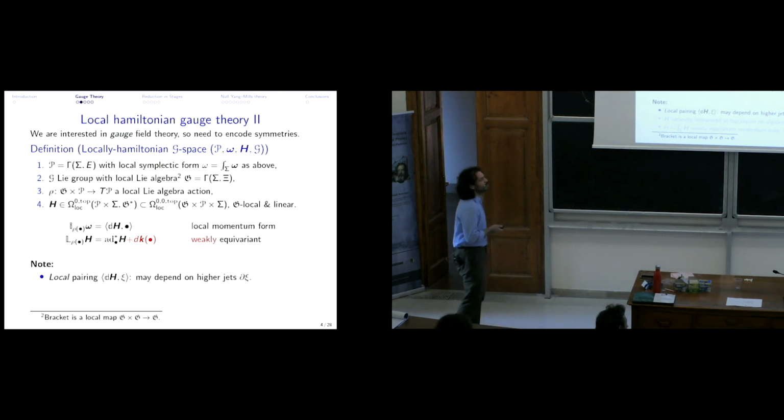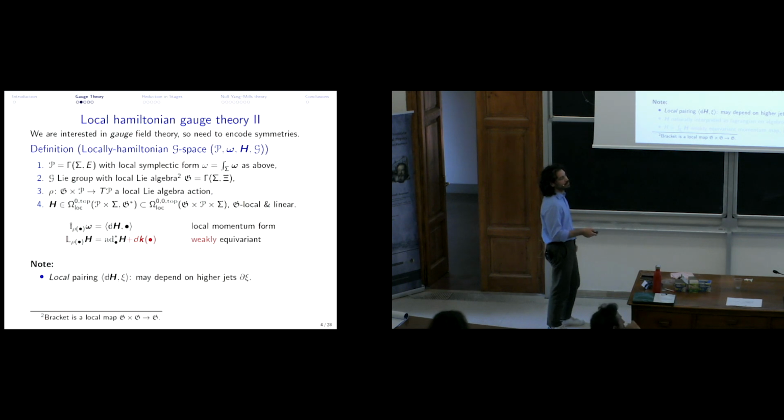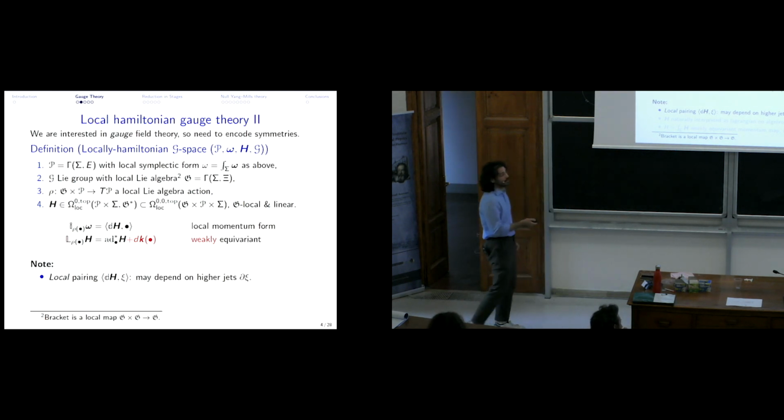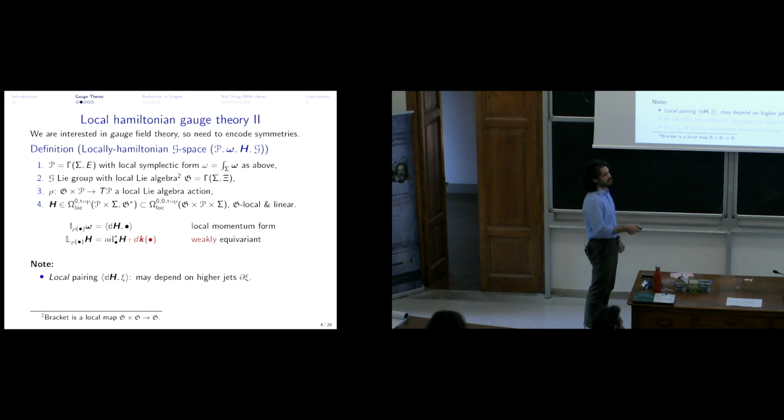Now, a couple of comments here. This pairing, the evaluation of this one-form dH over an element xi of the Lie algebra g, is local as well. This means that this pairing may depend on higher jets, higher derivatives, of the gauge parameters. Okay, this is relevant for the generality of the framework.